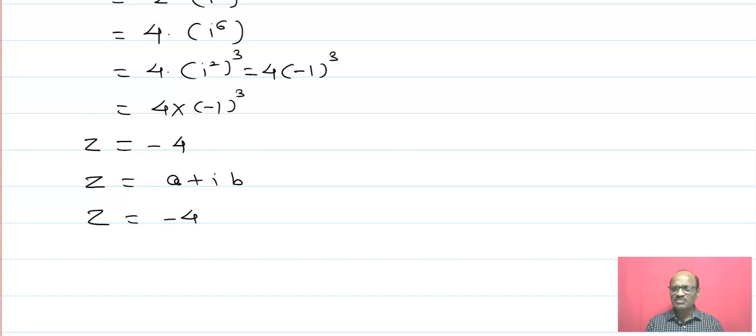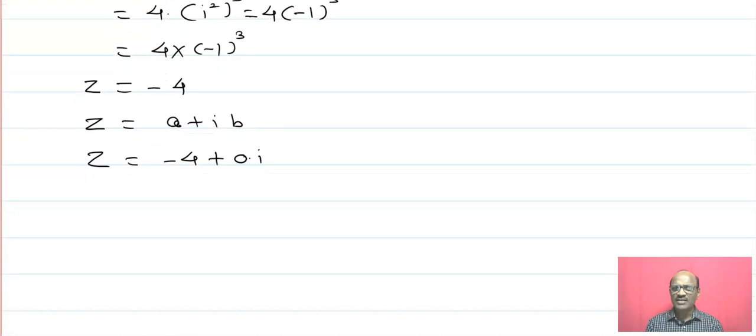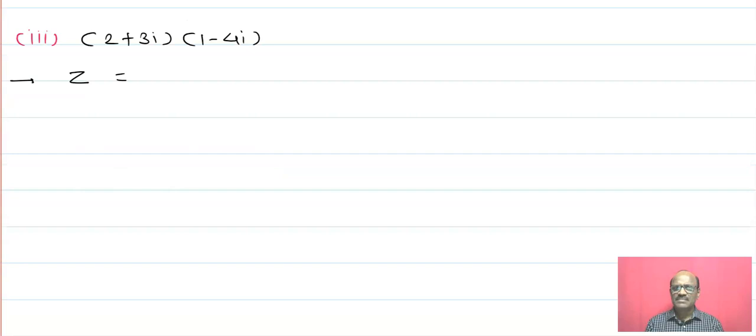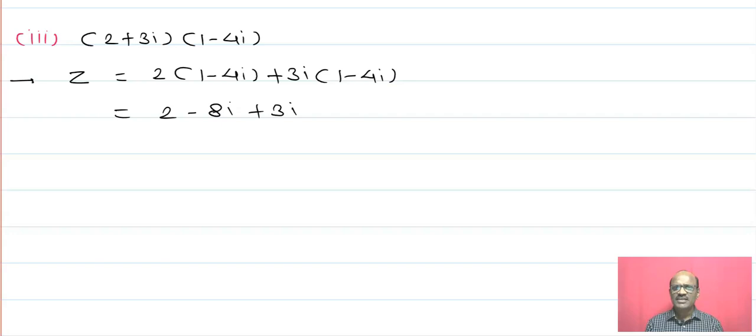Therefore, z is equal to a plus ib, which means minus 4 plus 0i. Next is the third one: in bracket 2 plus 3i, in second bracket 1 minus 4i. Now simple multiplication is there. 2 in bracket 1 minus 4i plus 3i in bracket 1 minus 4i, and you are getting their multiplication: 2 minus 8i plus 3i minus 12i squared.